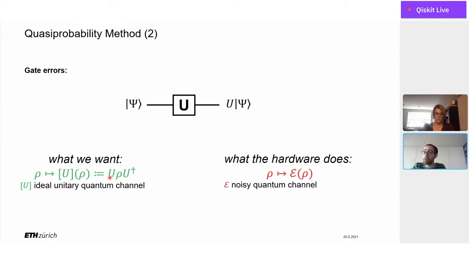But of course, on our real quantum computer, when we realize the gate in the hardware in some way or another, the time evolution that actually takes place is not the perfect ideal time evolution. It's described by some other quantum channel, which I called E here, which is noisy.